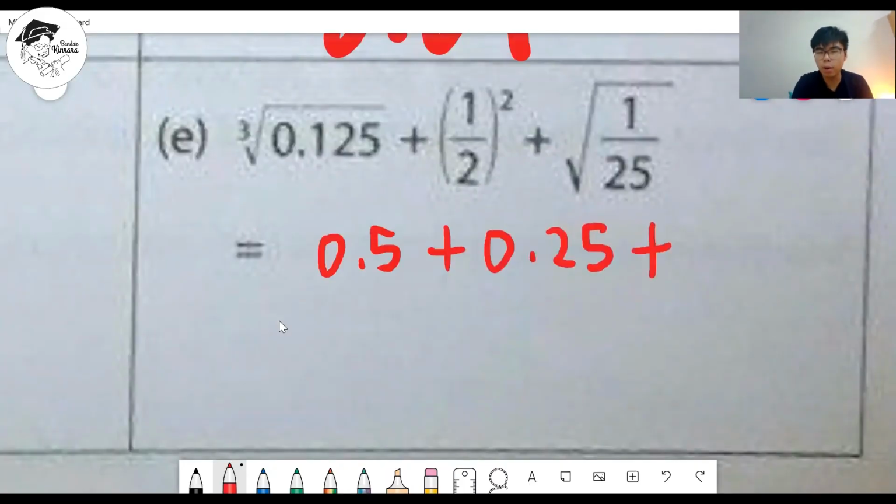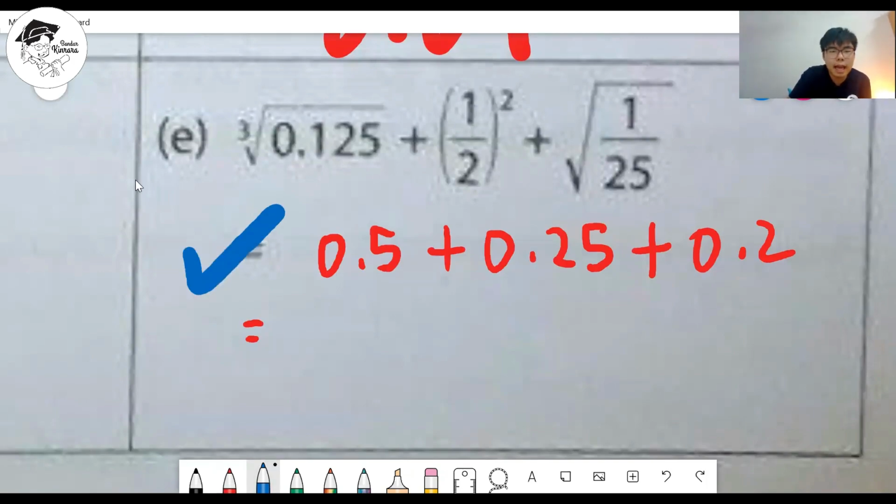Do the square root of 1/25, 0.2. So the lesson I'm trying to tell you is, this particular one, put in the calculator lah. In your calculator, you type square root, square, cube root, type in your calculator. Go ahead, you can use calculator in exam. Use your calculator. Boleh.